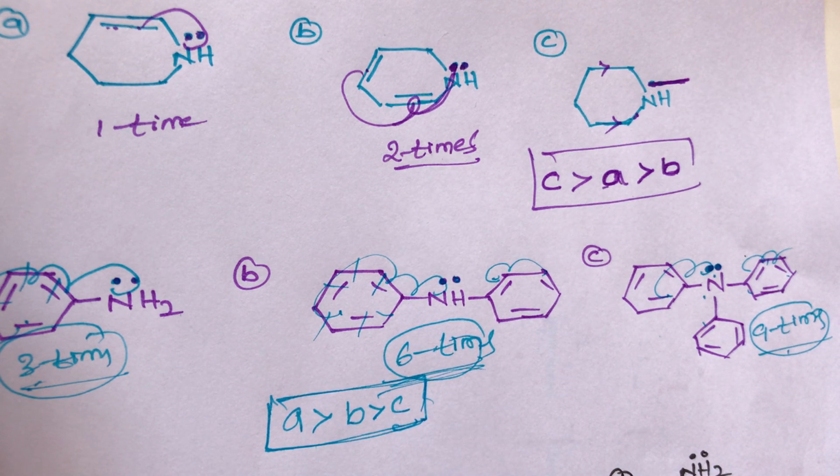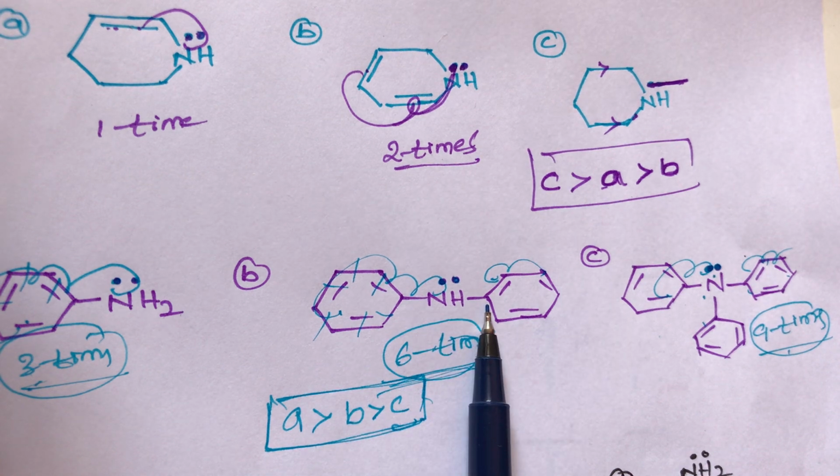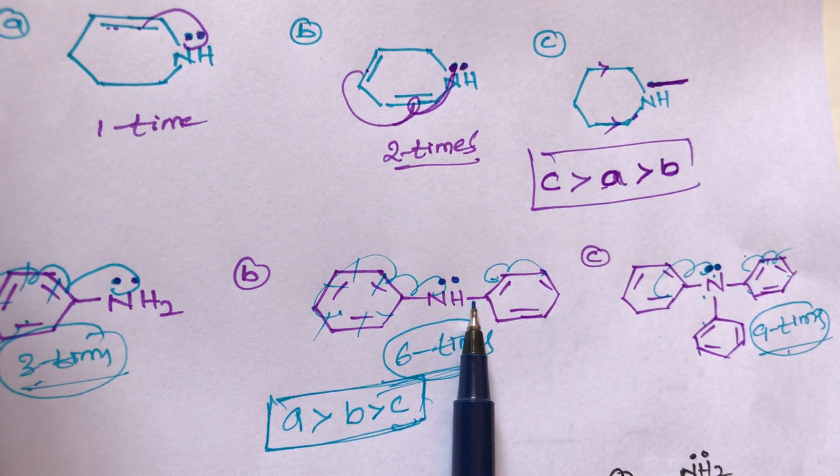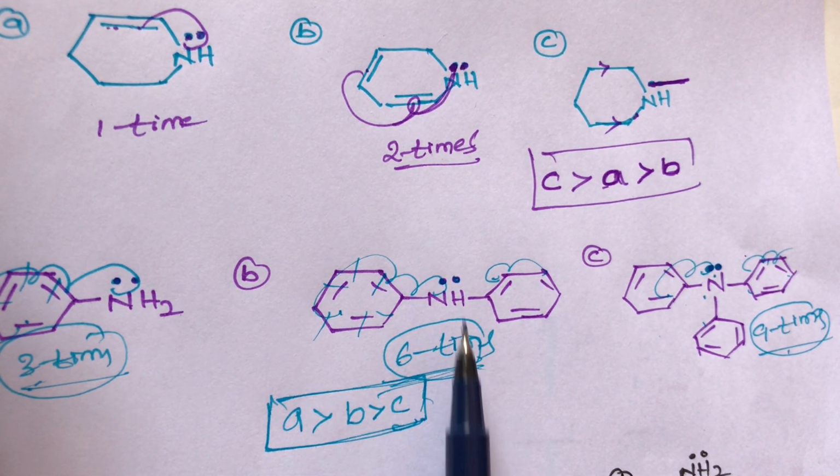Due to the resonance. Here A compound participates in the resonance only 3 times. B compound has only one lone pair, and this lone pair participates 6 times. This one is 9 times. This is a simple trick, student. Basic strength order of the given compounds.